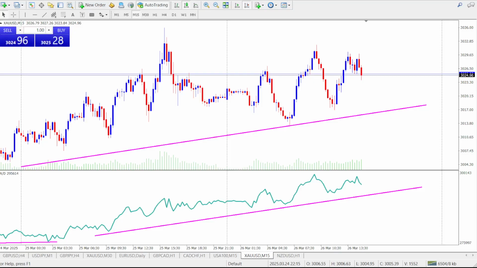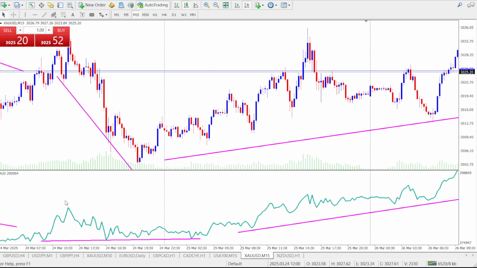So it's important to pay attention to divergence, because if price is making new highs but the AD line is not confirming with higher readings, it could signal an upcoming trend reversal.